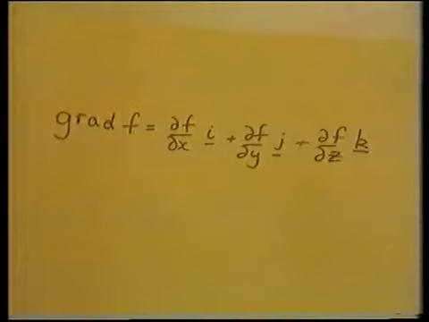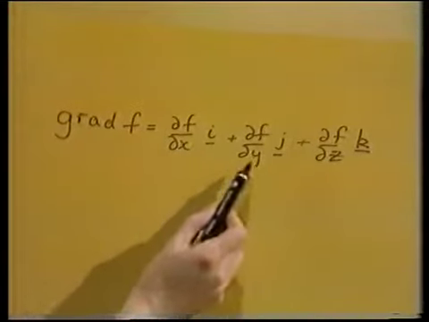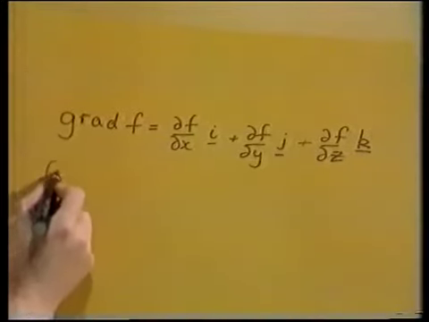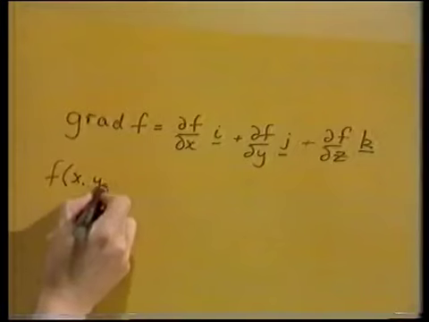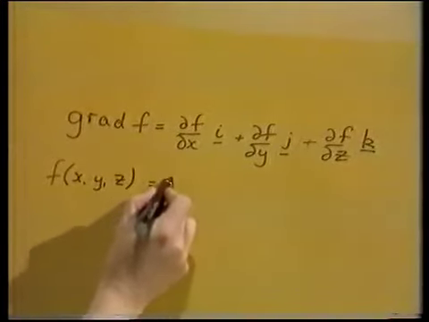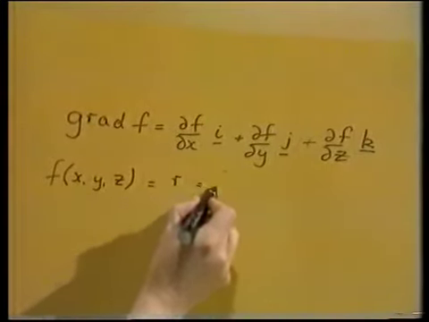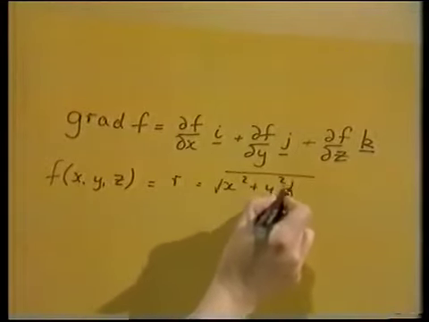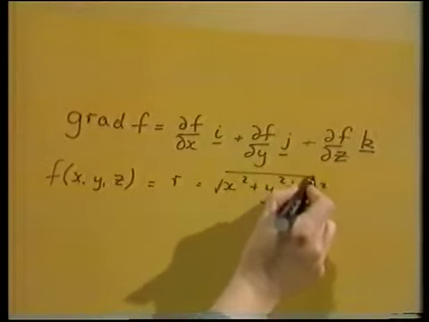Well, let's try that out on an example. You've already worked out some partial derivatives for a function in the unit, and the particular function was f of x, y, z equal to r, or in other words, the square root of x squared plus y squared plus z squared.